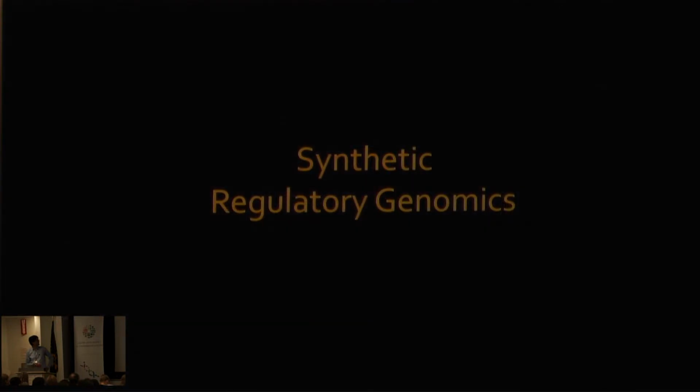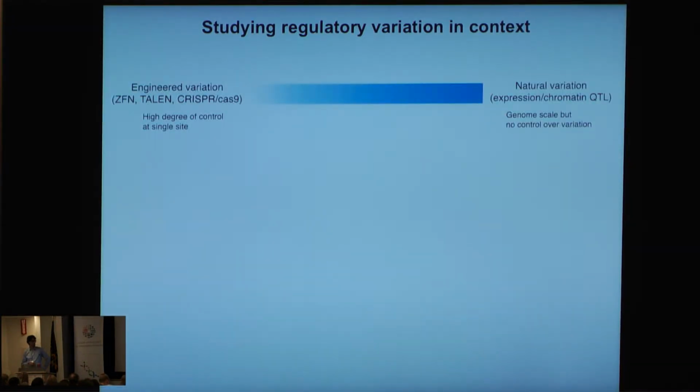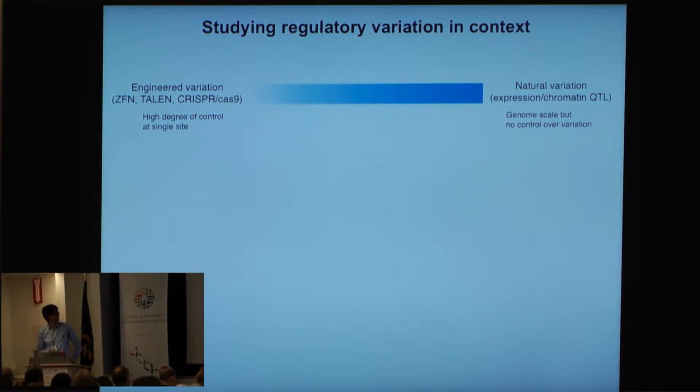To give you a sense of why this has been a hard problem to tackle, there are essentially two ways, or a spectrum of ways between two different poles, of studying regulatory variation in its endogenous context, both cellular context and genomic context. The first is engineering variation, and this has been going on for many decades, and has recently been accelerated using nucleases to create double-stranded breaks. This gives you a pretty high degree of control at a single site. And as you heard from Neville's talk, you can extend this to many sites with some technical complications.